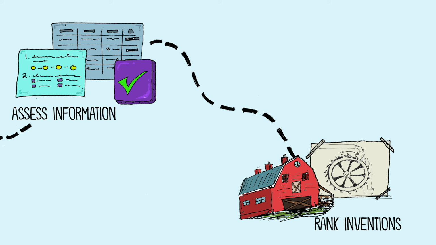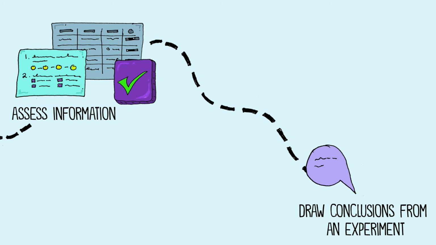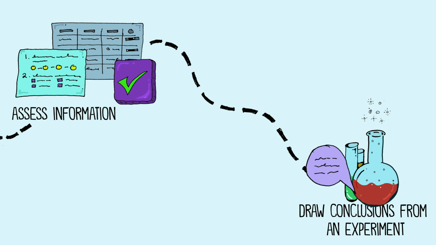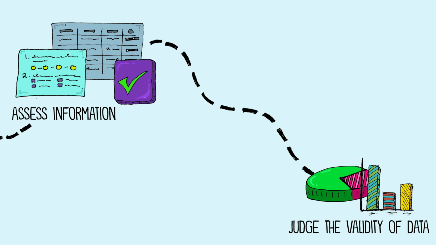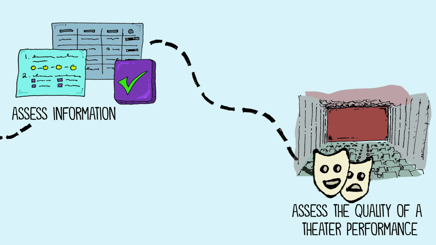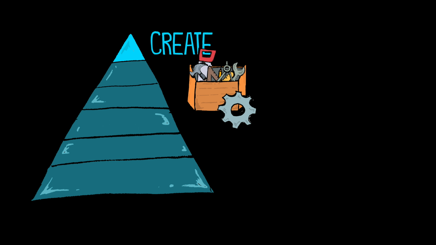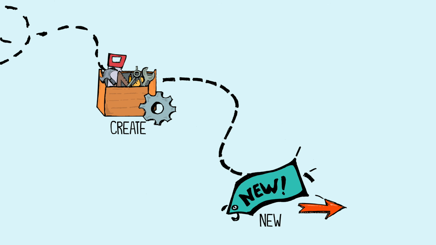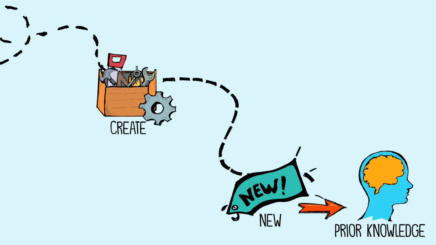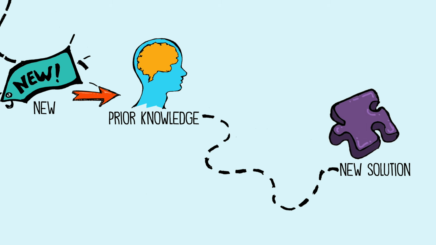Students might rank inventions for their impact in history, draw conclusions from a scientific experiment, judge the validity of data in a mathematical set, or assess the quality of a theatrical performance or a work of art. The sixth and final level is create, where students generate something new based on prior knowledge. It might be a new idea, a new solution, or a new system.